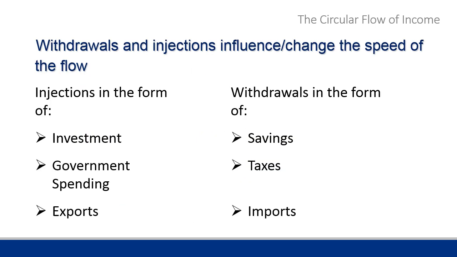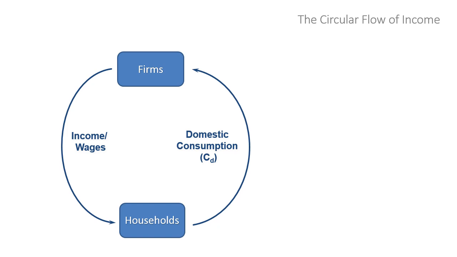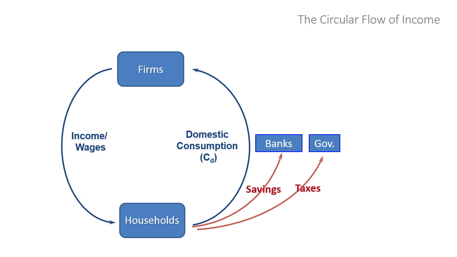Let's now look at these complications in diagrammatic form. We understand the flow between firms and households. Firms provide income to households, and households provide domestic consumption back to firms. But households might save some of that money and put that money in the bank. The bank receives the money in the form of savings. Governments can receive money in the form of taxes, and the international trade sector, or foreigners, can receive money in the form of revenues to firms through imports.